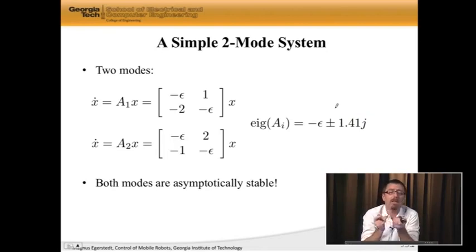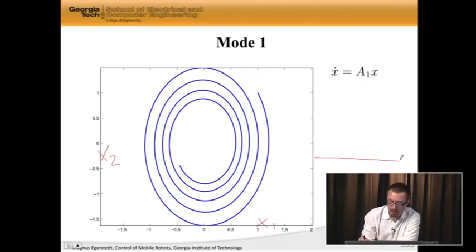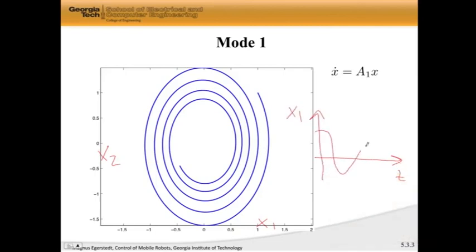Before we do that, though, let's actually look at the modes a little bit more carefully by themselves. So here's mode 1. x dot is A1x. And what I've plotted here on this axis is x1, and here is x2. What this would look like if I have time here and x1 is I would get decaying oscillations. Well, we don't have that now because I plotted x1 and x2. And this is where I start. In this case, I guess I started at 1, 1.